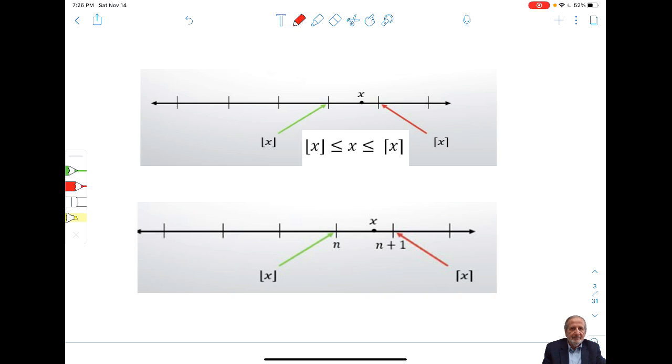Now here's a graph. x is here, between two integers. The ceiling function of x is here. The floor function of x is here, and x is between the floor function and the ceiling function of x. So in this situation, when this is n plus 1, then the ceiling function is n plus 1, and the floor function is n.